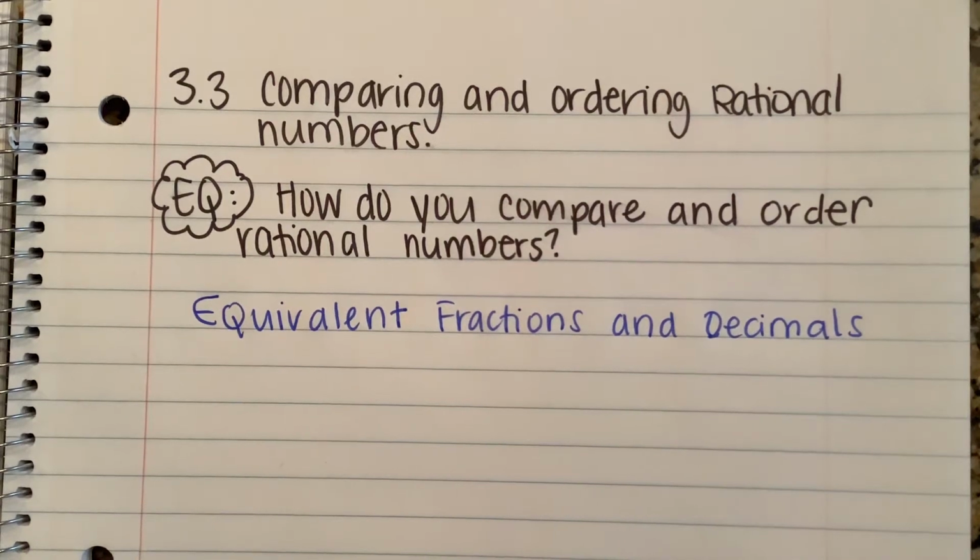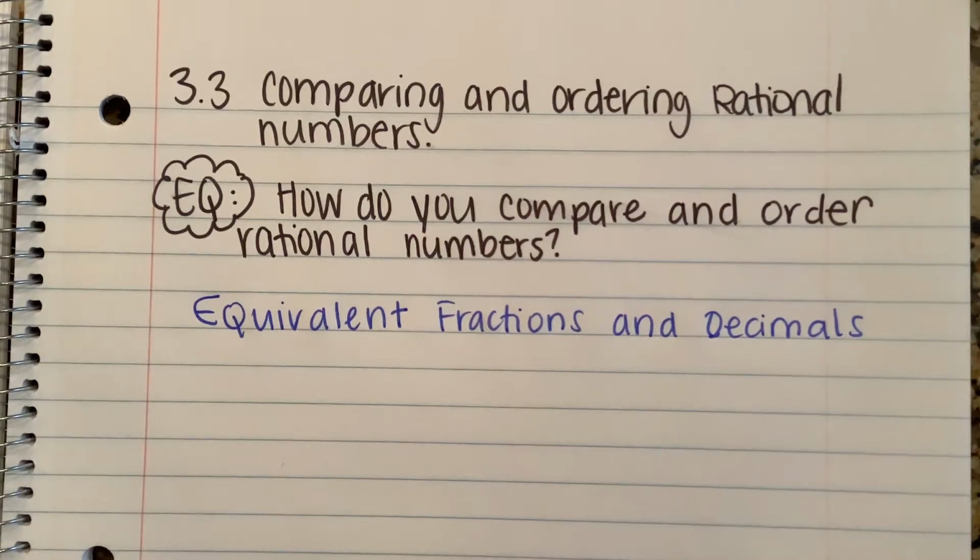Everybody, and welcome to Module 3, Lesson 3 of Go Math. Today we are looking at comparing and ordering rational numbers. Our essential question for the day is, how do you compare and order rational numbers? And first we're going to be taking a look at equivalent fractions and decimals.